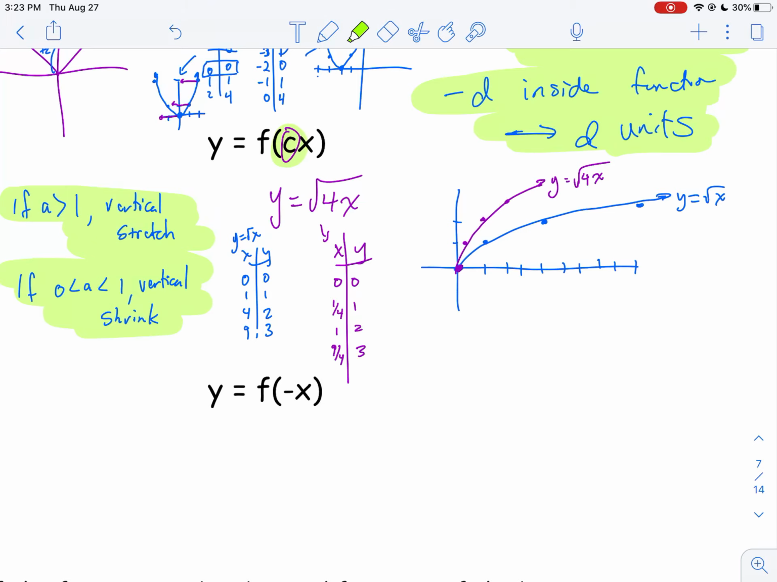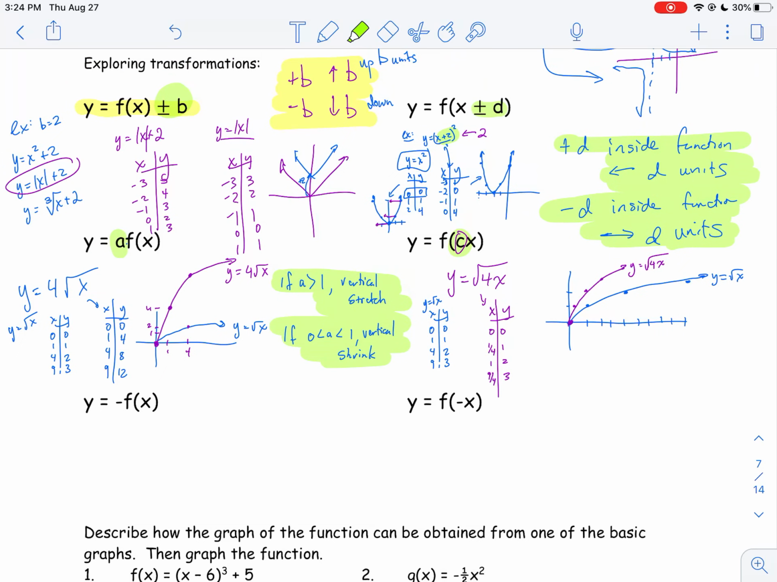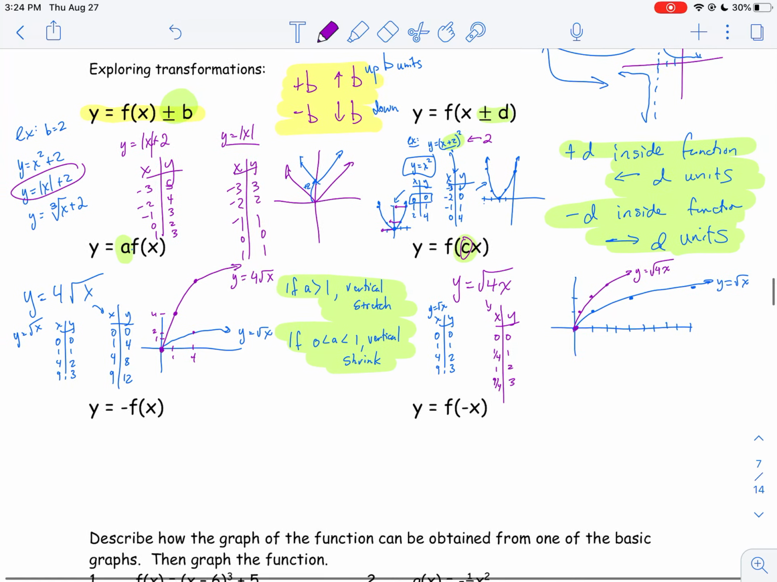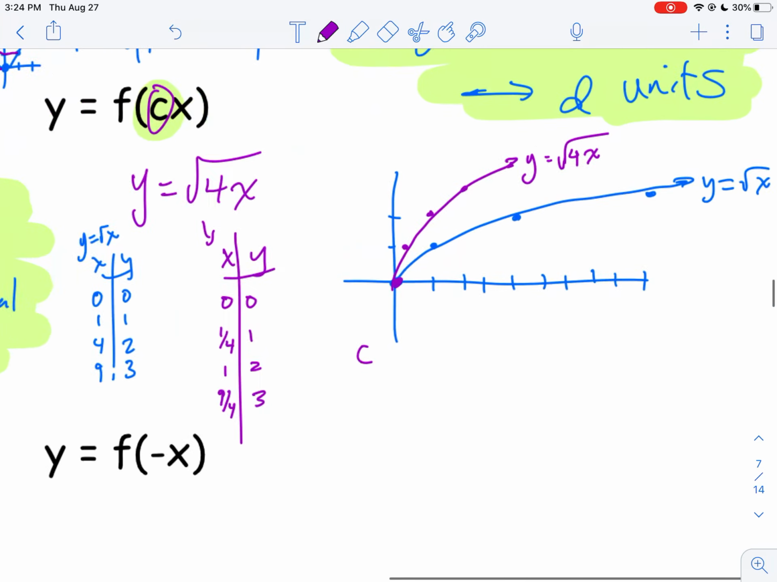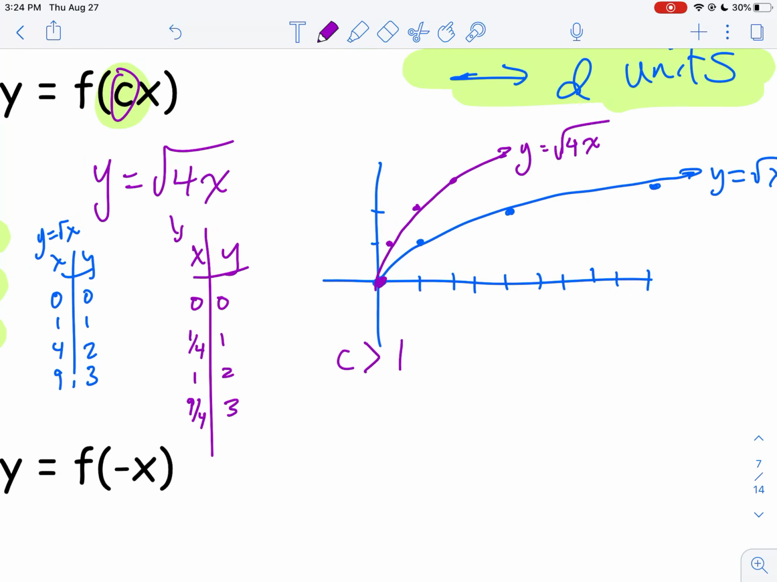So I don't know what you're thinking. It almost looks similar to what happened over here, doesn't it? It's a little different process, though. This one is being squeezed horizontally. Did you see the movement was horizontal? Where this one, the movement was vertical. Okay? And so we are going to call this a horizontal shrink because it's going in that direction. So if c is greater than 1, we have a horizontal shrink.